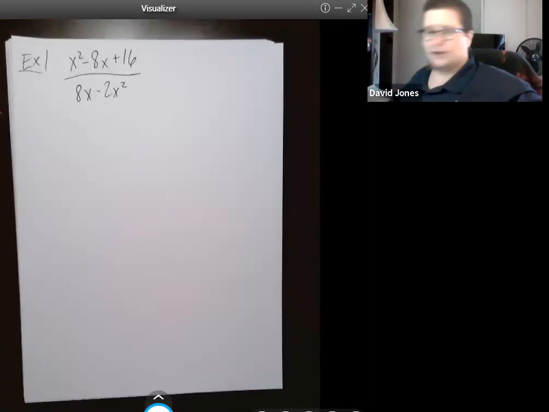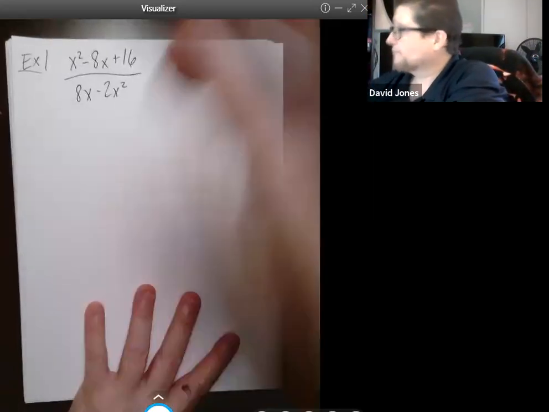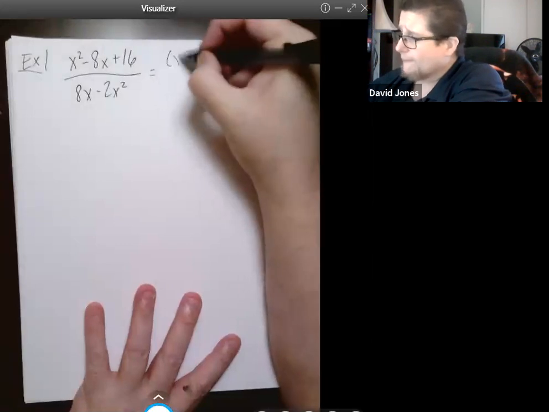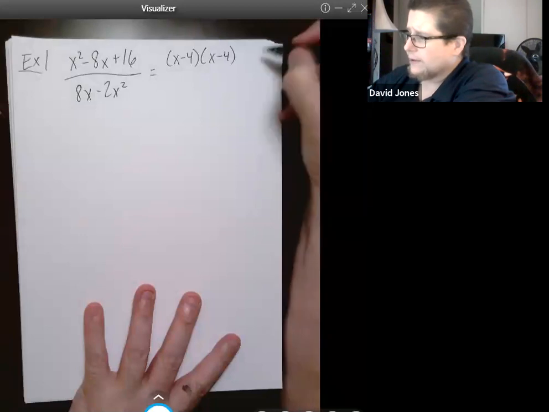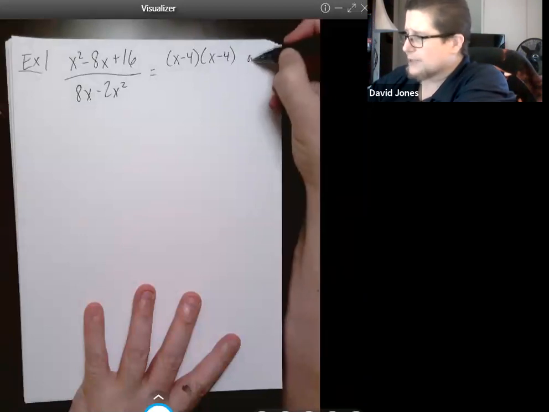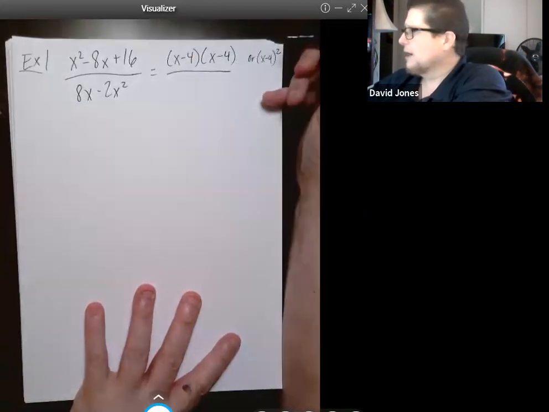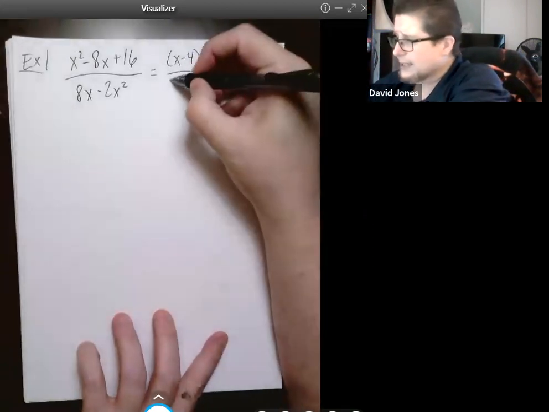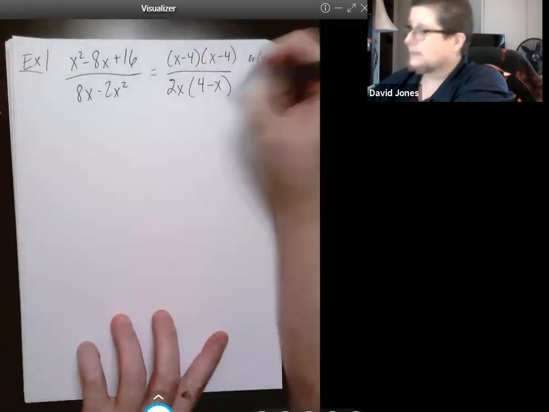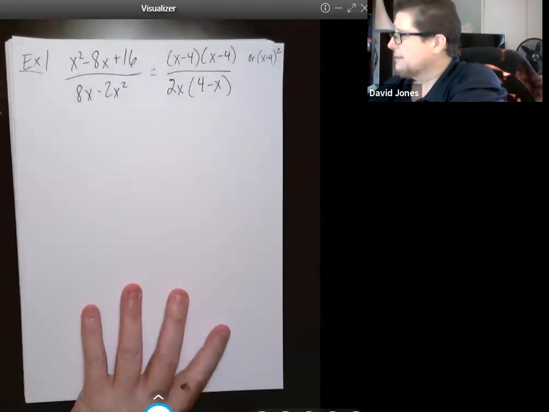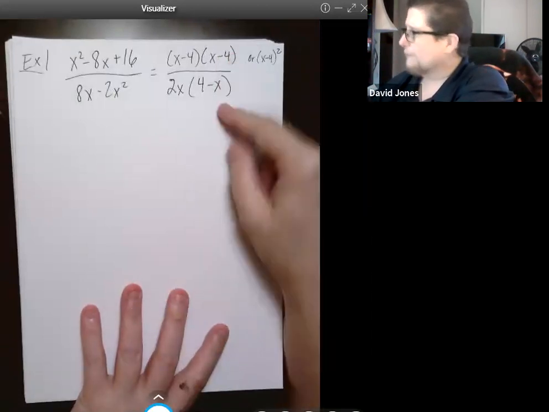Should have given you time to pause, work it out, and unpause it to come back. The top factors into x minus 4 times x minus 4, or you could put x minus 4 squared. The bottom, we can pull out a 2x, and we're left with 4 minus x. Okay? Now, these are pretty close. I got x minus 4 and 4 minus x.